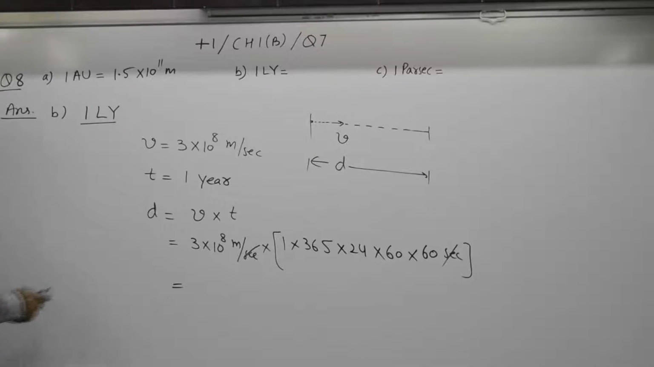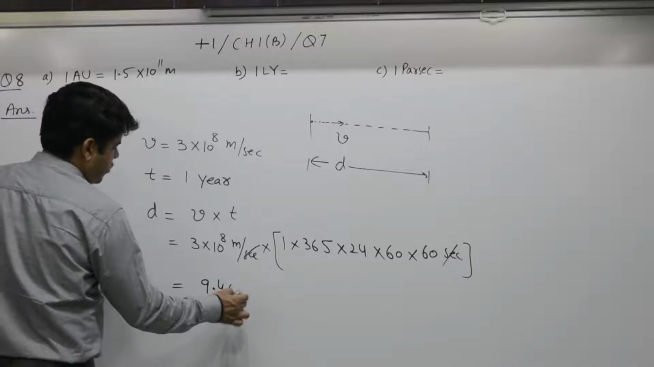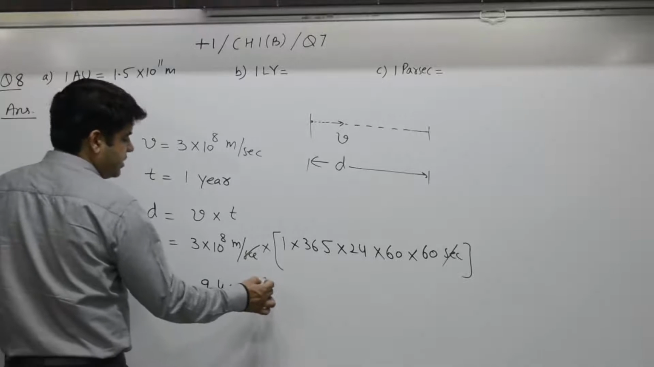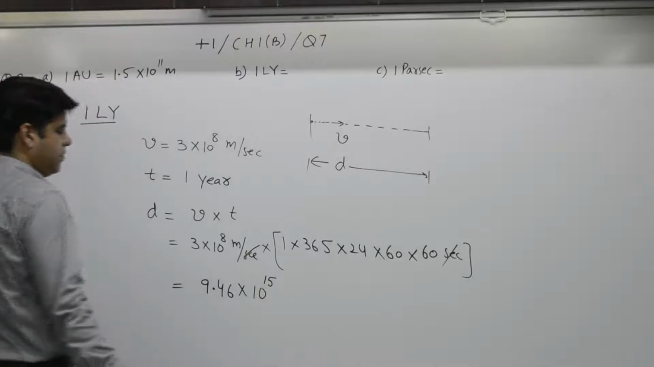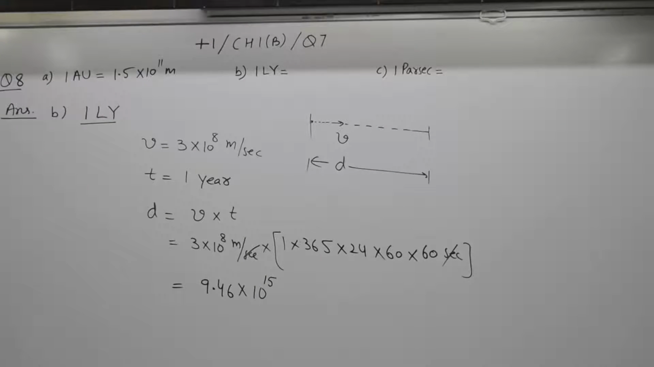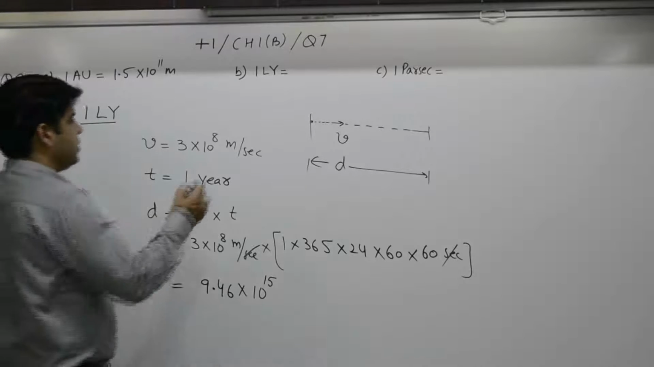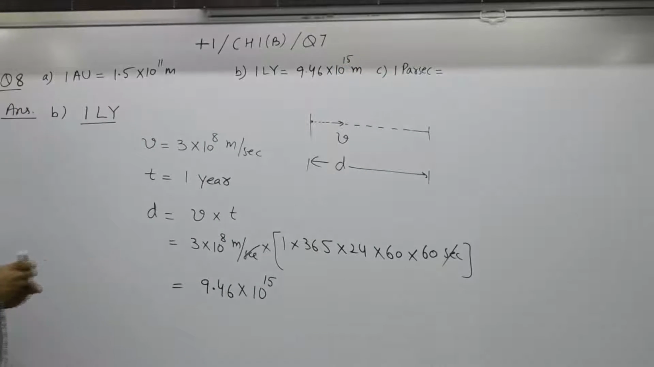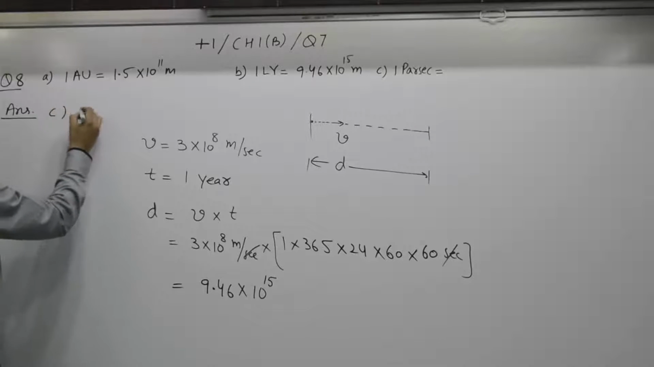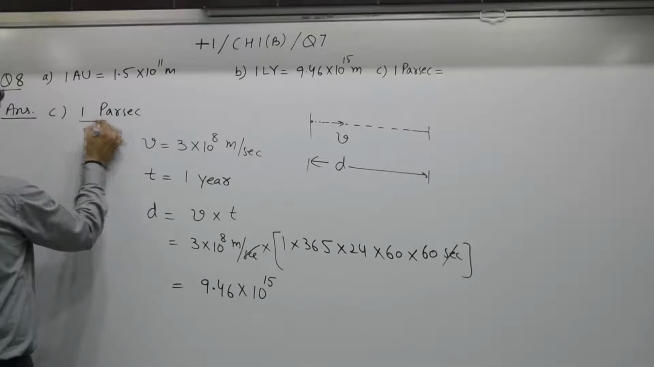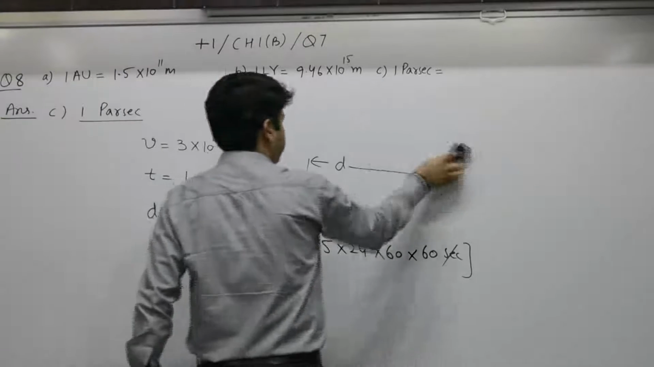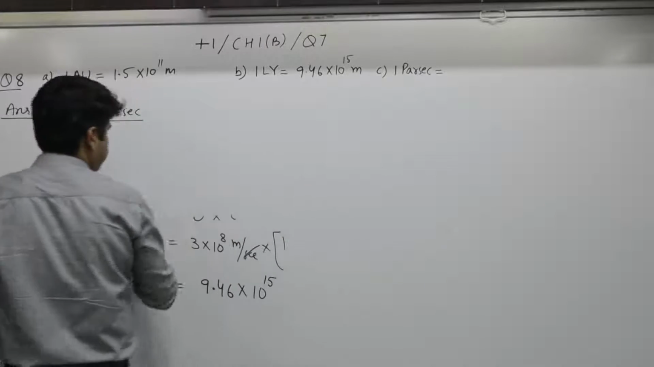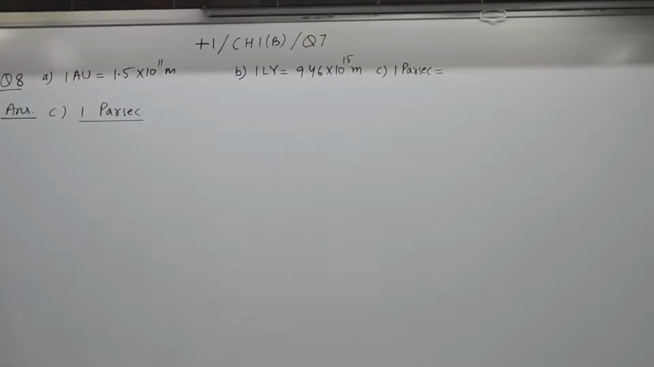Last part, you can do the calculation on your own. 9.46 into 10 raised to power 15. Check the notes, it is written 9.46 into 10 power 15 meters. Last part, per second.